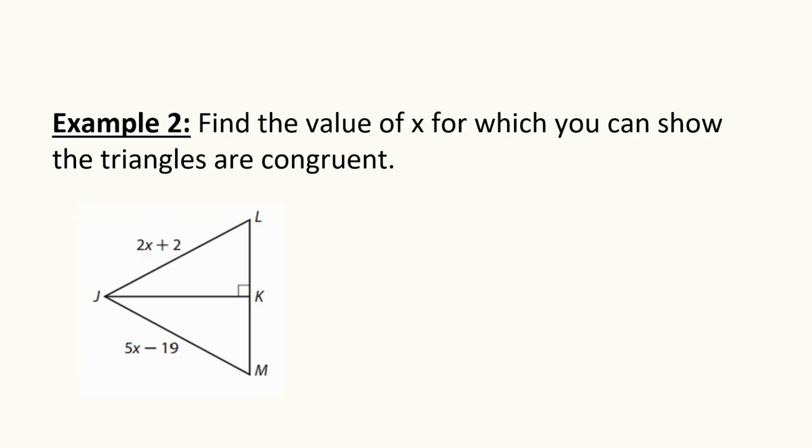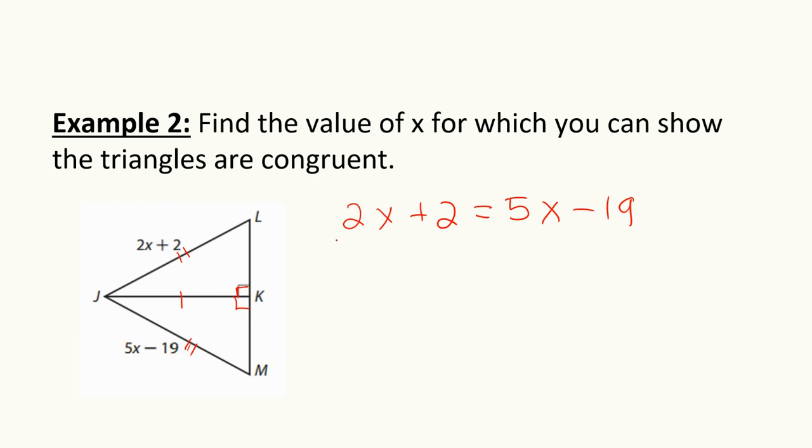All right, let's try example 2. Find the value of x for which you can show the triangles are congruent. Again, it's a right triangle, so both of them are right triangles, and they're both sharing this common leg here. In order to show that the triangles are congruent, the hypotenuse for both of those triangles would also have to be equal. So I need to set both of my hypotenuses equal to each other.